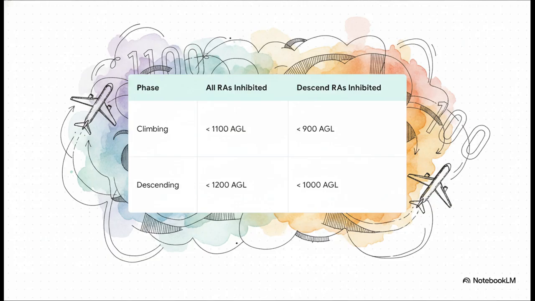The easiest way to remember this? Just think of the inhibition numbers game. Climbing limits are the oddish numbers 1,100 and 900. Descending limits are the evenish numbers 1,200 and 1,000. Just remember, odd for climb, even for descend.